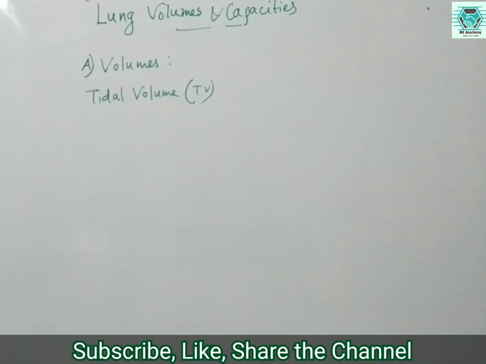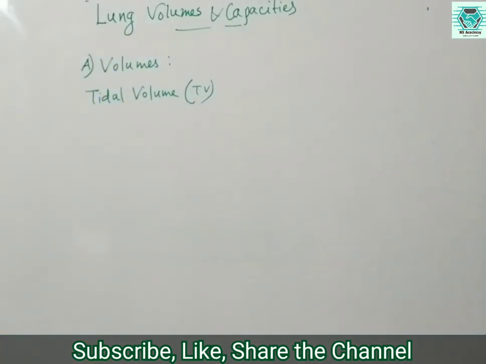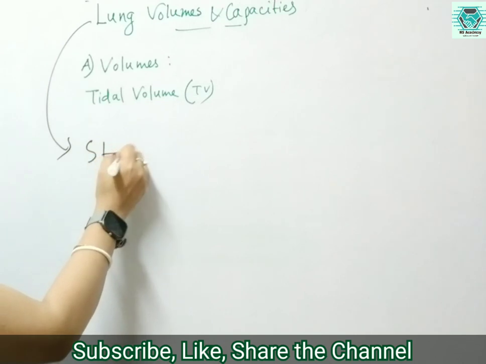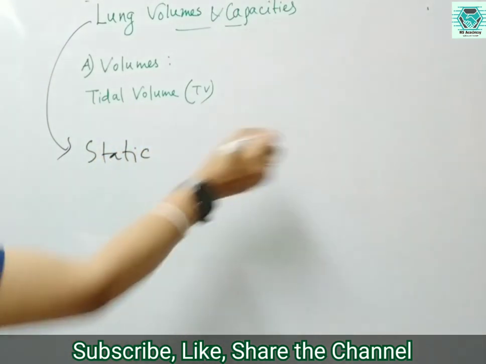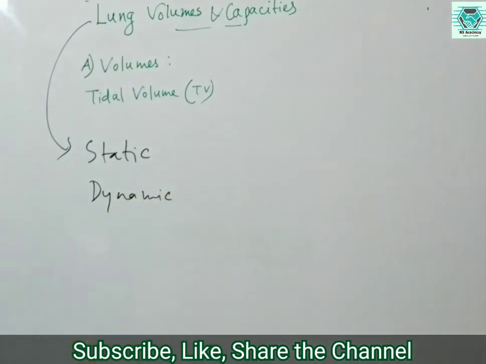Today I will discuss one of the most important topics in the respiratory system, that is lung volumes and capacities. These can be divided into two major headings: static lung volumes and capacities, and dynamic lung volumes and capacities. Okay, so static and dynamic.